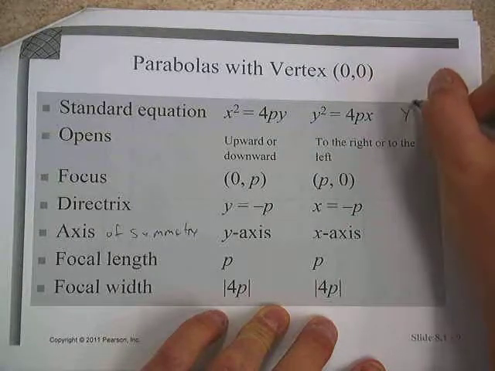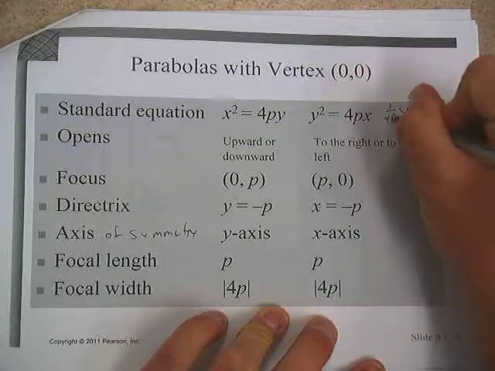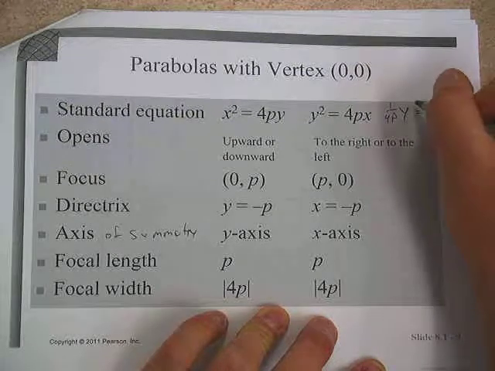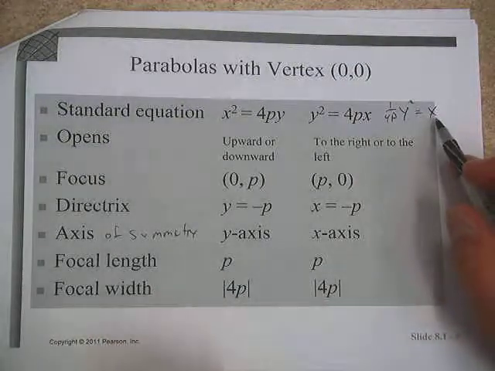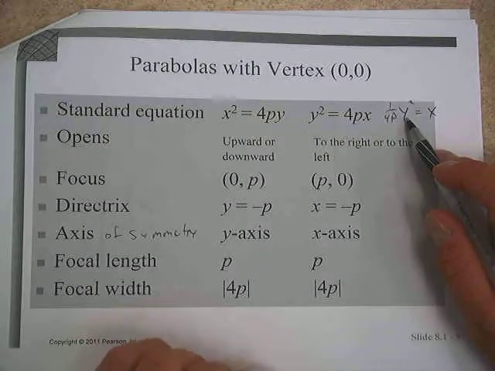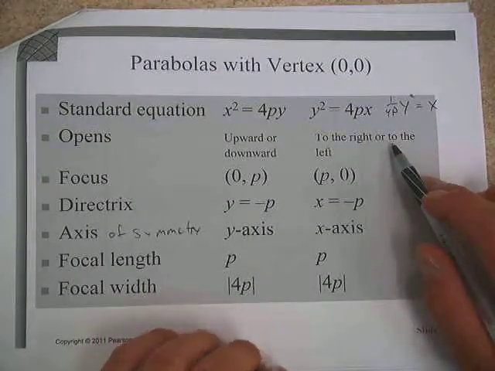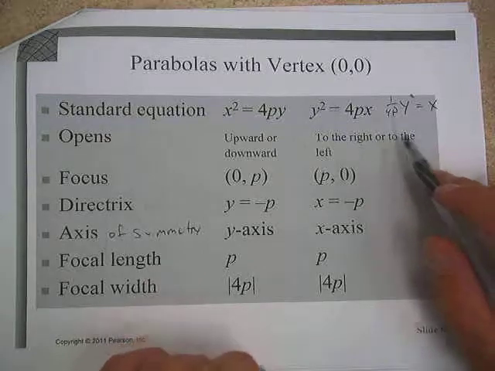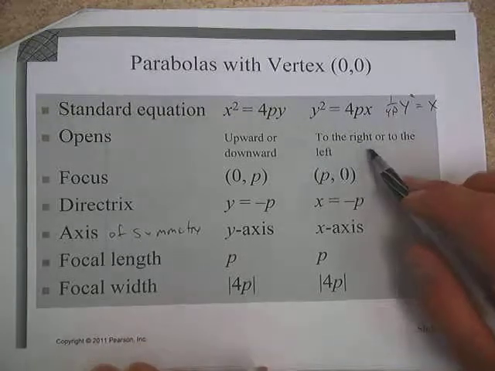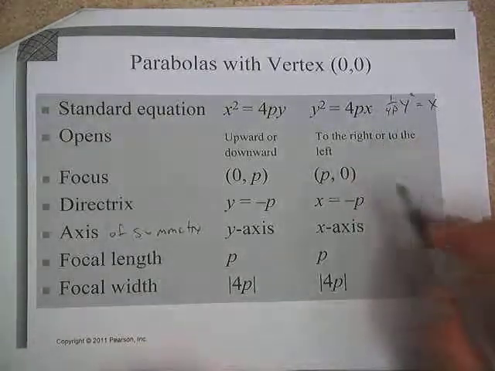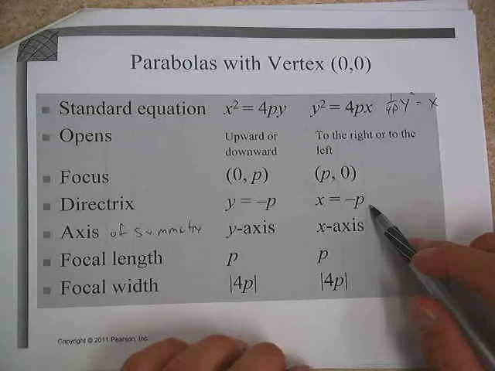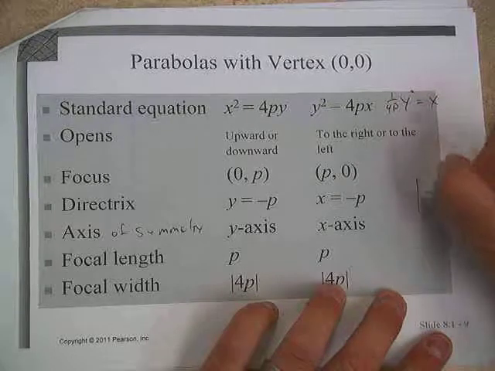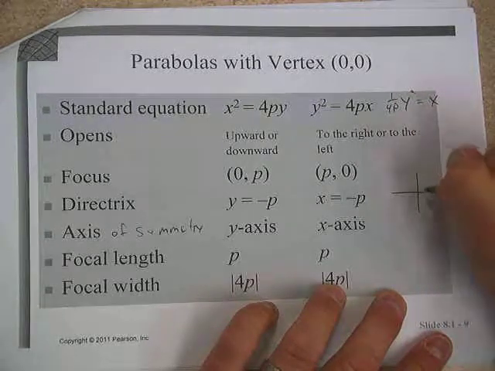Now on the right hand side of this chart, this is the other type. We can write this as either y squared equals 4px, or we can write it as 1 over 4p times y squared equals x. So if this is a parabola that has x linear and y squared, then it's going to be a parabola that opens to the right or left. Just like up and down, if it's positive, it's going to open to the right. Negative, it's going to open to the left. The focus is always going to be at (p, 0).